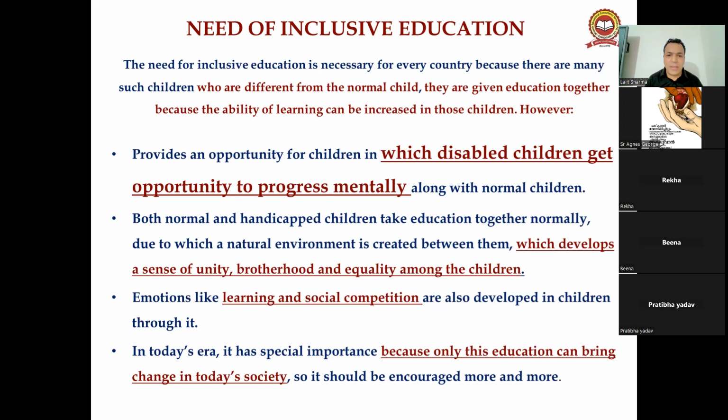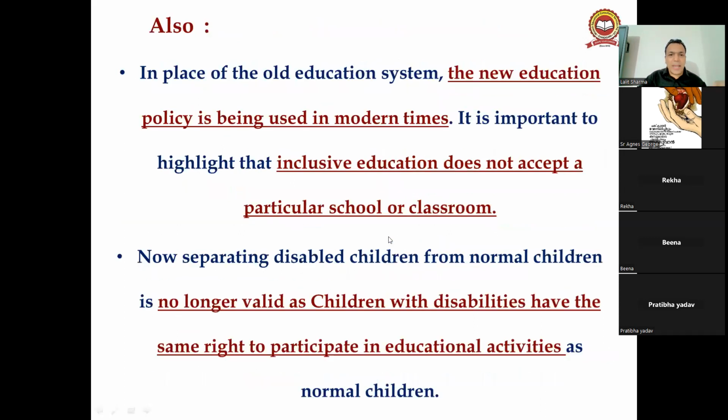Both normal and handicapped children take education together normally, due to which a natural environment is created between them, which develops a sense of unity, brotherhood, and equality among the children, right? Emotions like learning and social competition are also developed in children through it. And in today's era, it has special importance because only this education can bring change today. Guys, also, in place of the old education system, the new education policy is being used in modern times. It is important to highlight that inclusive education does not accept a particular school or a classroom.